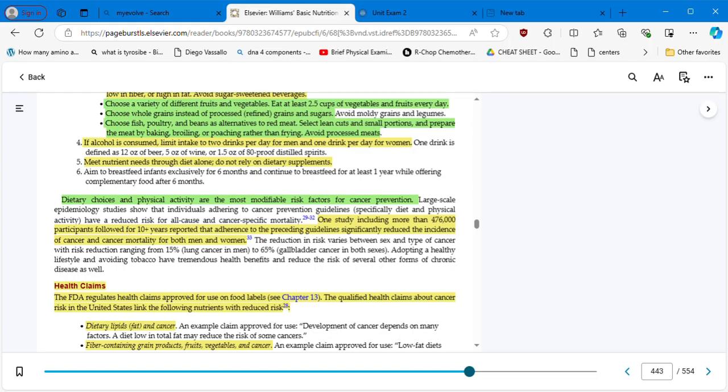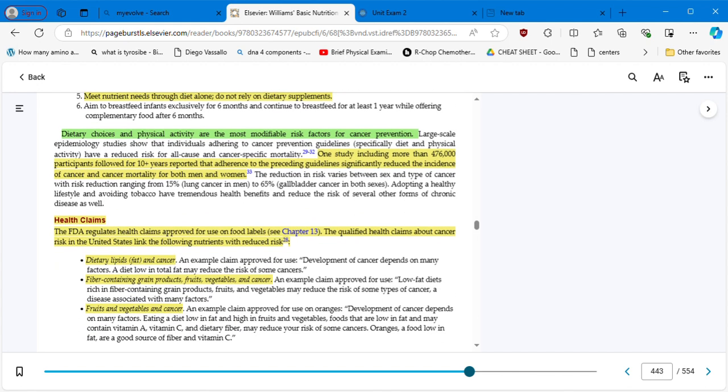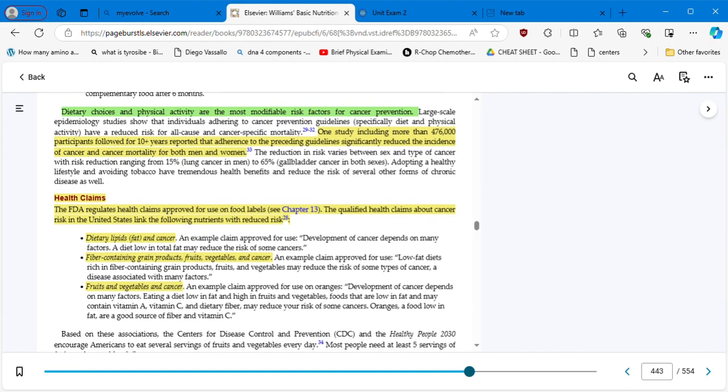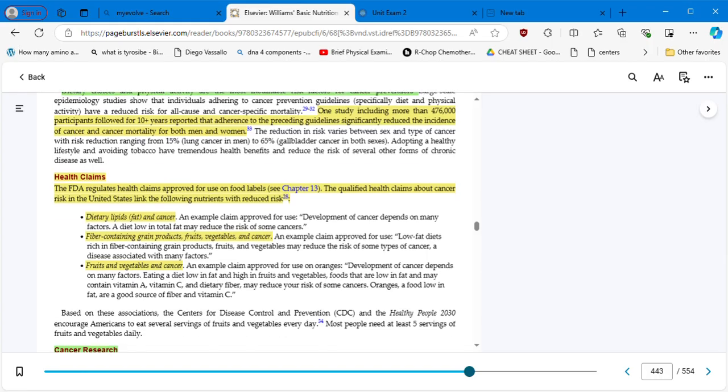Meet nutrient needs through diet alone. Do not rely on dietary supplements, right? And then dietary choices and physical activity are the most modifiable risk factors for cancer prevention. One study including more than 476,000 participants followed for 10 years reported that adherence to the preceding guidelines significantly reduced the incidence of cancer and mortality in both women and men.